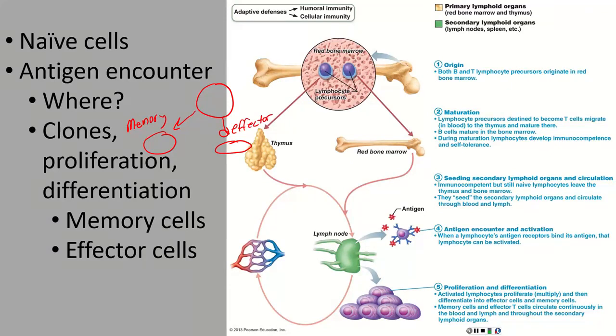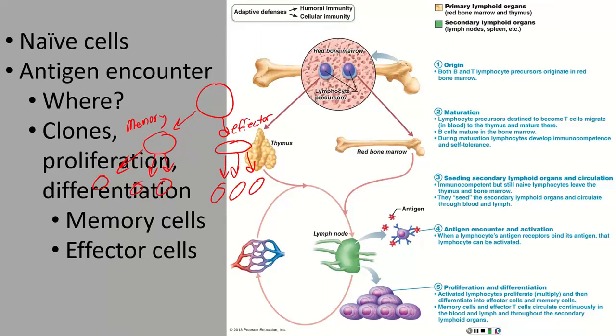And now the memory cells are going to start to go through proliferation. And this is pretty much the same as mitosis. We're going to make lots of memory cells. The effector cells are going to do the same thing. They're going to go through proliferation and make lots of effector cells. So what's the difference between memory cells and effector cells? Well, memory cells, they don't do anything right now. They actually go and hide in your lymph system. The effector cells are the ones that are going to fight this current fight.